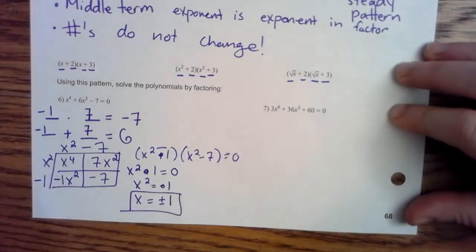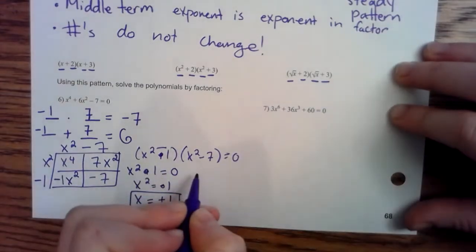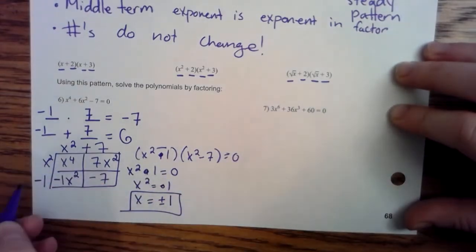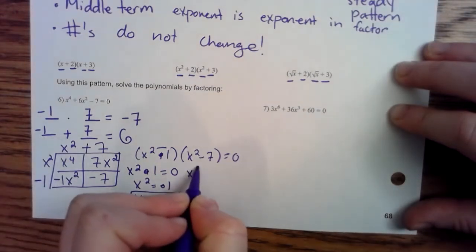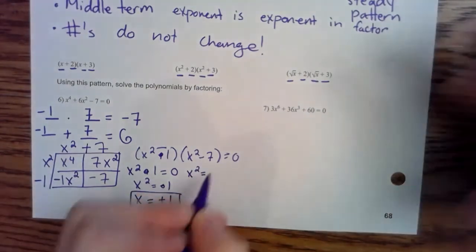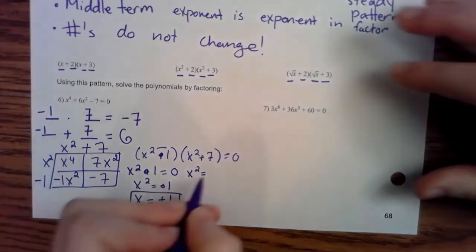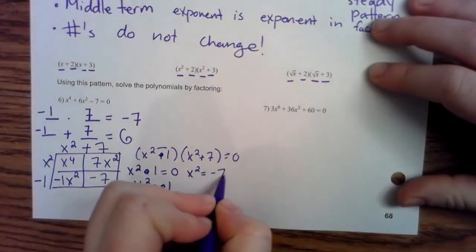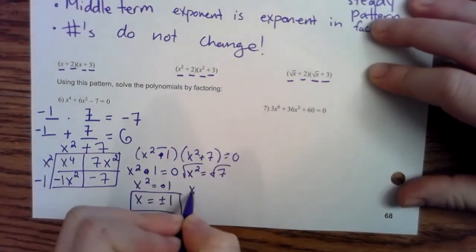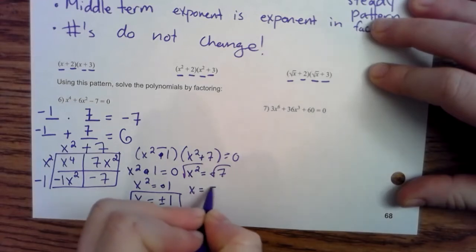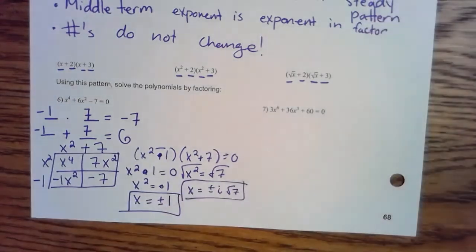Cool. And then this will be a +7. So then I get x squared equals -7. Take the square root, and I get x equals plus or minus i root 7. Okay, let's do the next one.